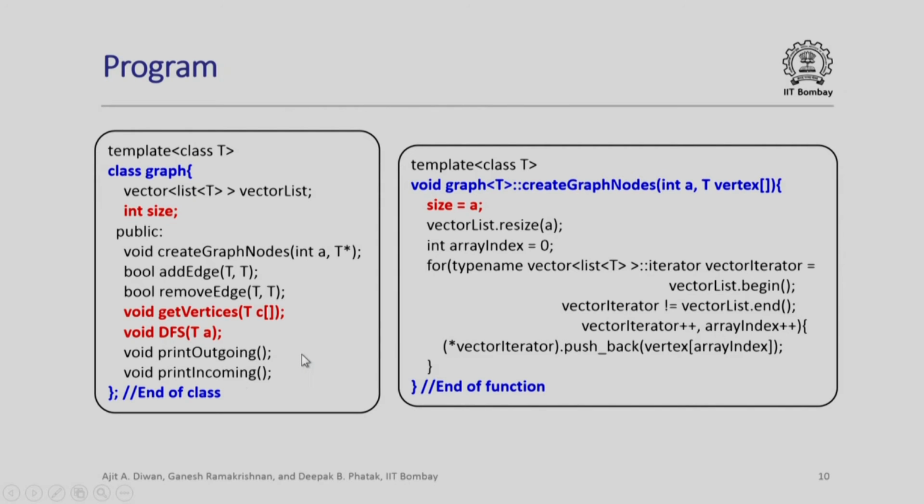Two new functions which we add to implement the depth first search are: one, get vertices, as we saw in the algorithms. This one will be called from the DFS, and the main function DFS which implements the depth first search.